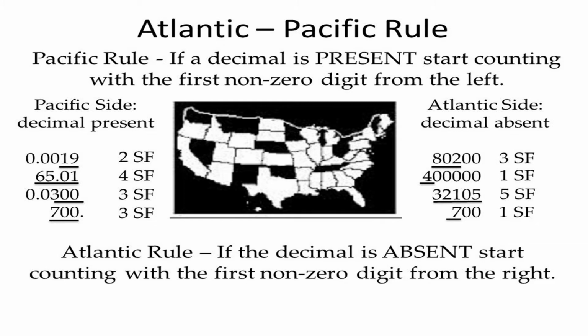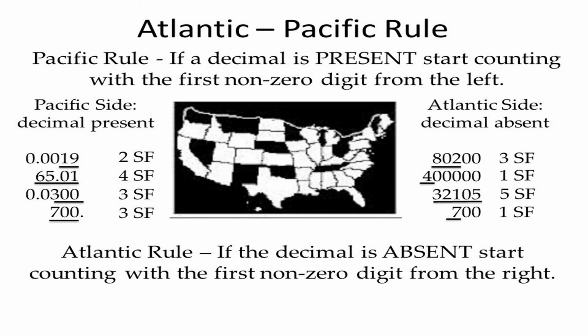0.0300, however, only has 3 significant figures, and that's because the 0 in front of the 3 is not between 2 significant figures, but also the 2 zeros trailing the 3 indicate more precision. This number has 3 significant figures. 700 with a decimal, because of the decimal, this number now has 3 significant figures. If you follow the Atlantic rule, on the right side of the slide, you can see with the decimal absent that we lose some precision.